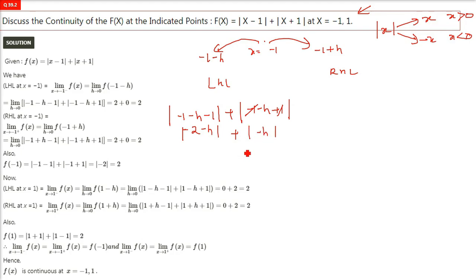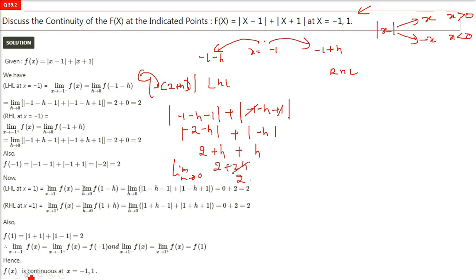So negative h will be positive h when it comes out of the modulus sign. You can write this minus 2 minus h as minus 2 plus h. And inside this, when you have a modulus, the positive sign will come out. So it will be 2 plus h. So this is 2 plus h, that is 2 plus 2h you can write. But eventually when you apply the limit h tends to 0, this is going to be 0, so only 2 will come, right?